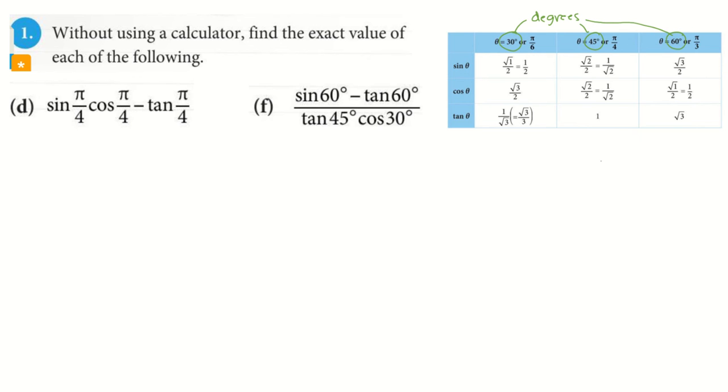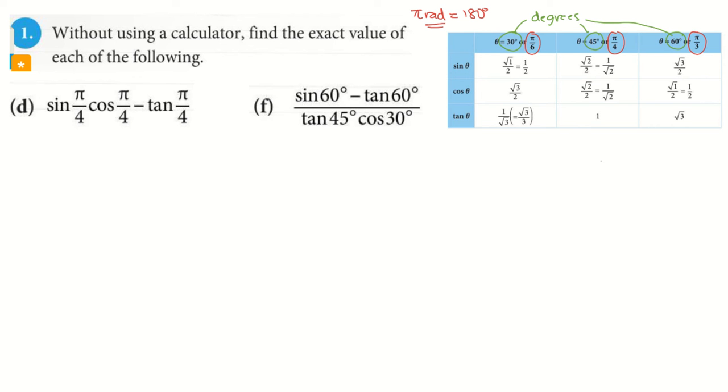How about the angles in radians? Take note that pi radian equals 180 degrees, and radian is just another unit for angles. So because of this, we have the angles in radians as well. 30 degrees is pi over 6, 45 degrees is pi over 4, and 60 degrees is pi over 3.